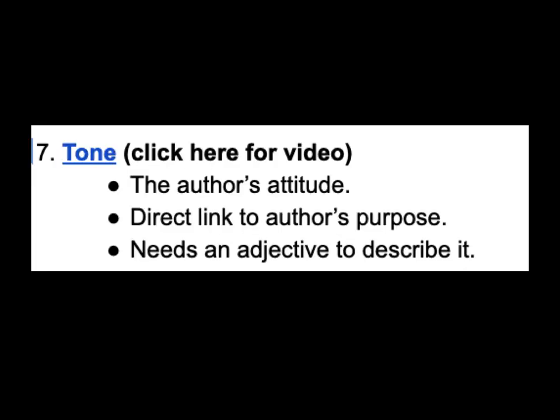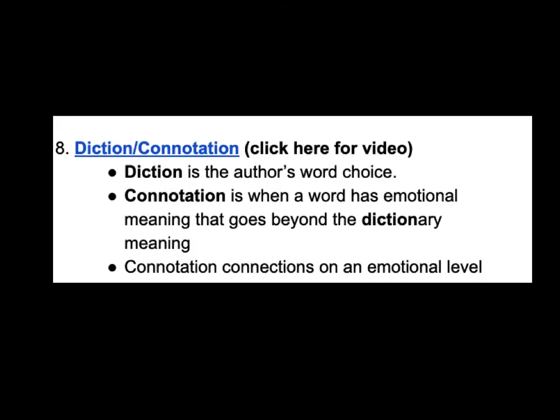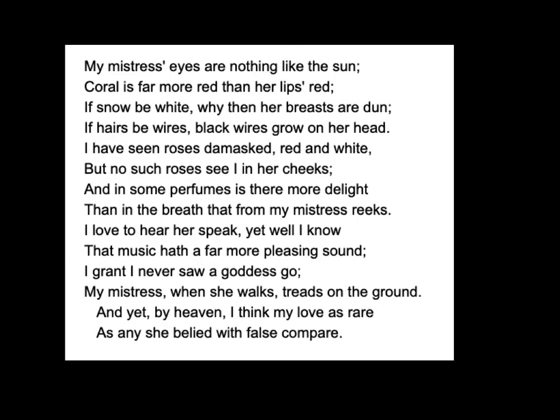So, on page 7, we have the word tone. So, tone means, remember, the author's attitude. And since you can't see an author's attitude on paper like you can see on somebody's face or hearing their words, it makes sense that we're considering connotation as well. Remember, connotation is when a word has an emotional meaning that goes beyond the dictionary meaning. So, diction is just the author's word choice. Get it? He chooses a word from the dictionary. That's his diction. Connotation is the emotional value that uses. So, let's see if we can remember.